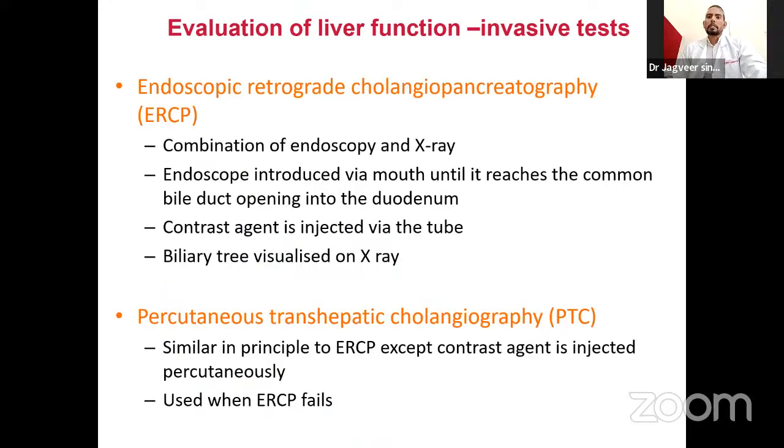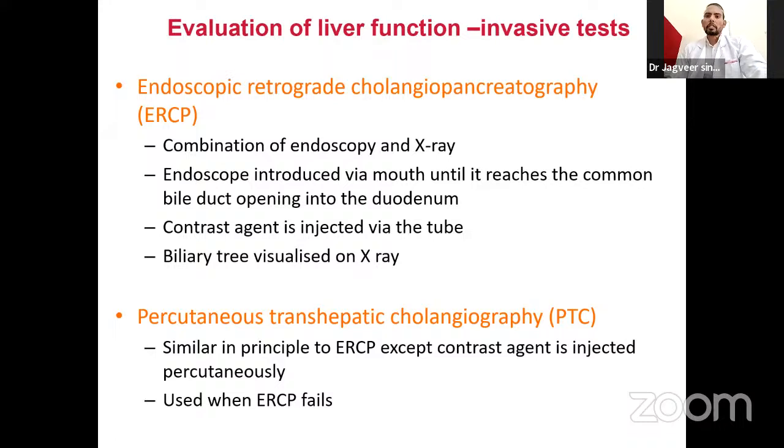Some are the invasive tests by which the function of the liver can be assessed. One is the ERCP. In ERCP, we have a combination of endoscopy and fluoroscopy. In this procedure, the endoscope is introduced by mouth into the second part of the duodenum, and we recognize the papilla and the CBD is cannulated by the sphincterotome, and then we serially do the cholangiogram, and we can just see where the stone, stricture or any other filling defects are in the course of the CBD.